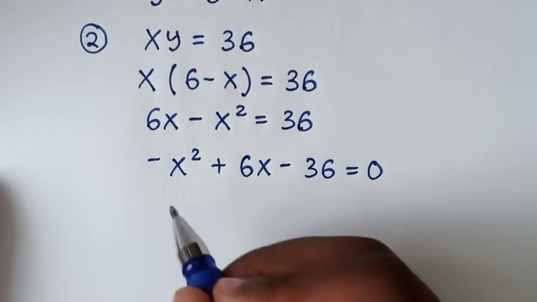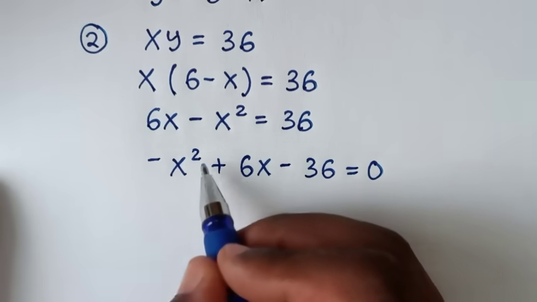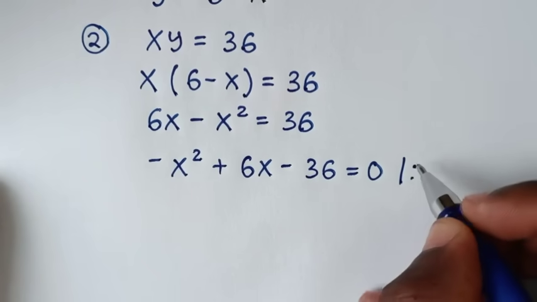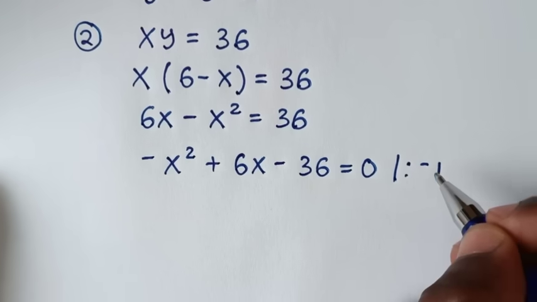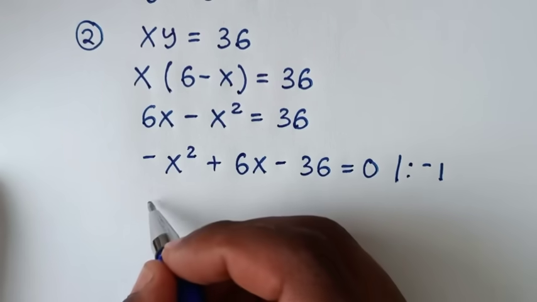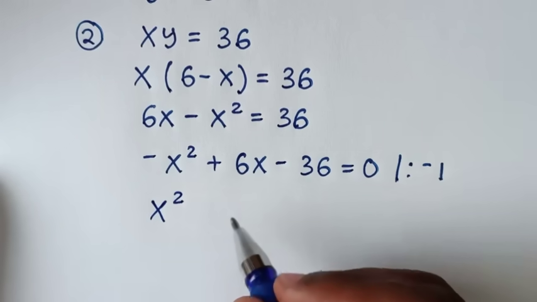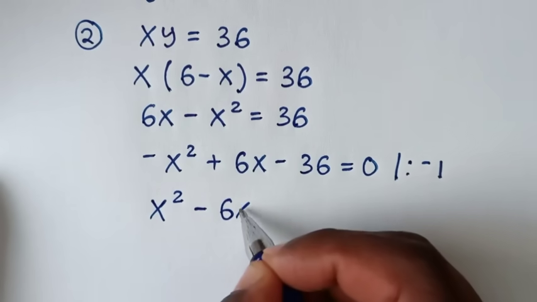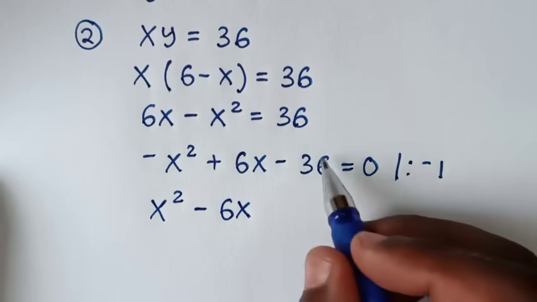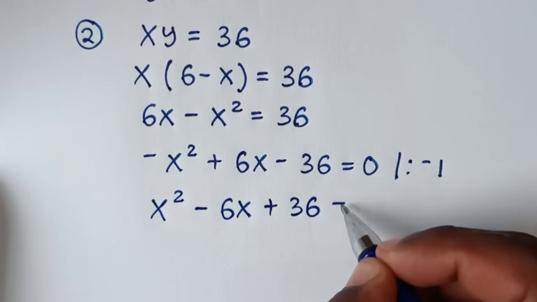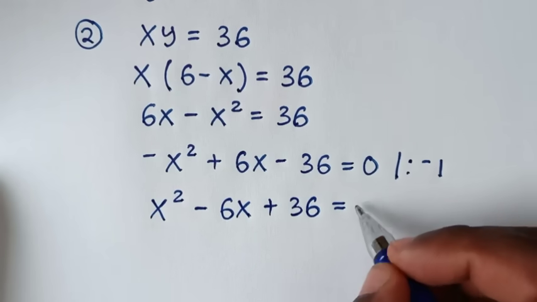Then in the next step, we make this negative x squared positive, so we divide the whole equation by negative 1. Negative x squared divided by negative 1 is positive x squared. Positive 6x divided by negative 1 is negative 6x. Negative 36 divided by negative 1 is positive 36, is equal to 0 divided by negative 1, which is 0.